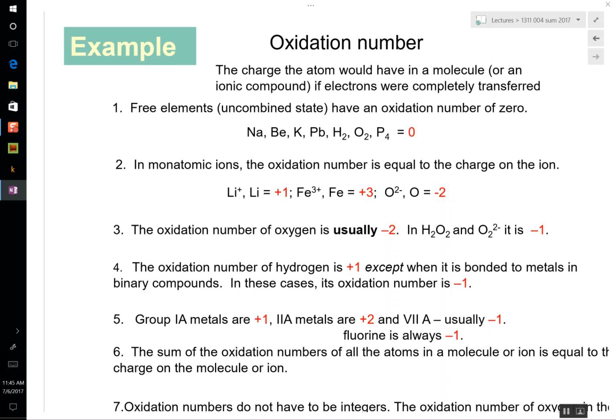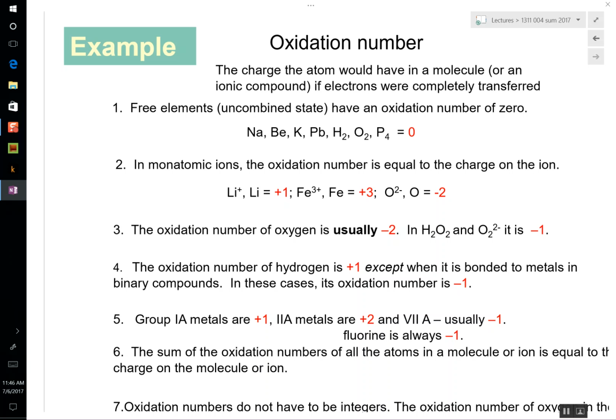Oxygen, O2. That's the form it's in, as an element. Oxidation number would be 0. N2. Nitrogen is N2. Hydrogen is H2. Whenever you're just seeing a standalone element, its oxidation number is 0. The first couple rules are probably the easiest ones to remember.